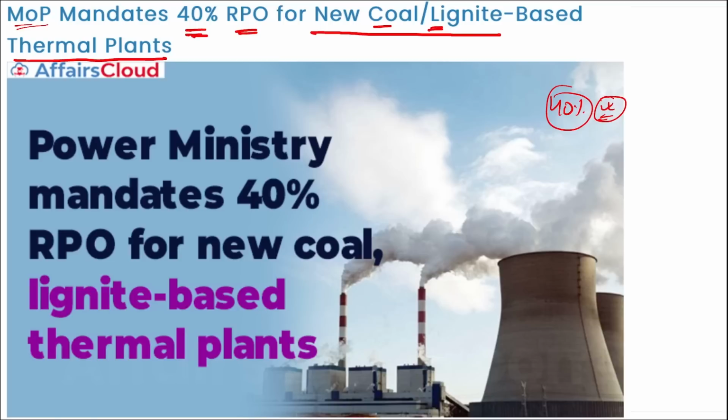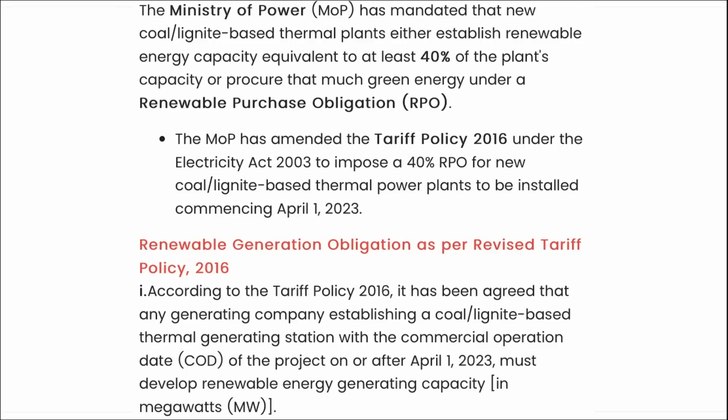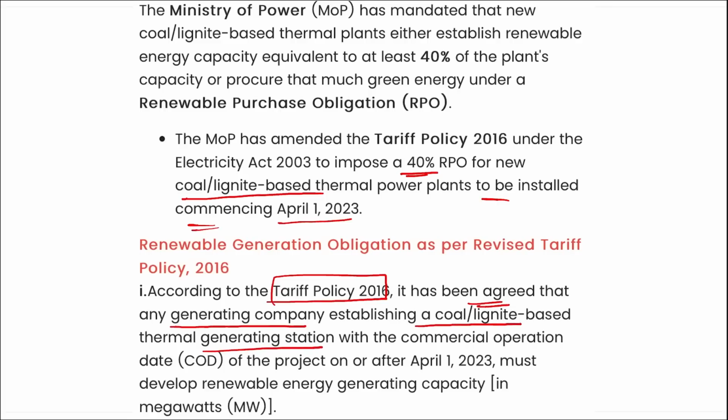Apart from this, remember, according to the tariff policy of 2016 that was amended by the Ministry of Power under the Electricity Act of 2003, a 40% RPO is imposed for new coal based thermal power plants to be installed commencing April 1st, 2023. According to this tariff policy, any generating company establishing a coal or lignite based thermal generating station with the commercial operation date of the project on or after 1st of April 2023 must develop renewable energy generating capacity.